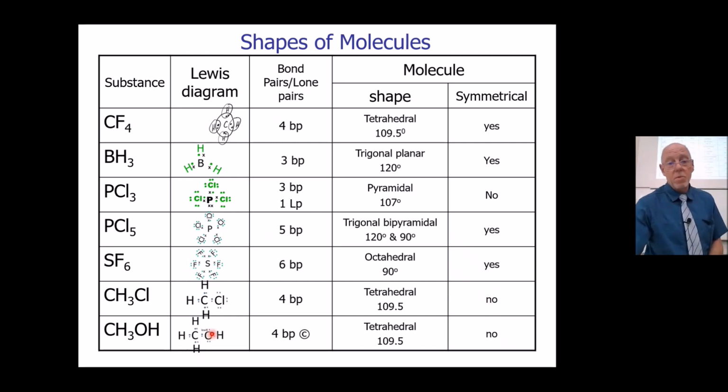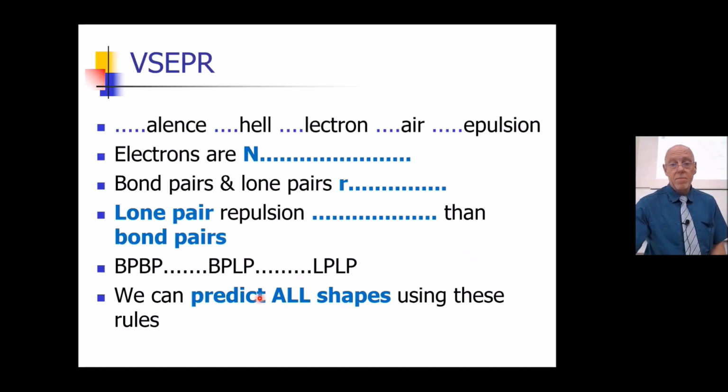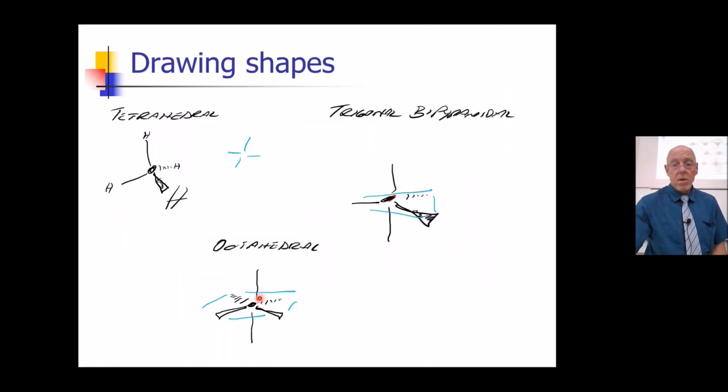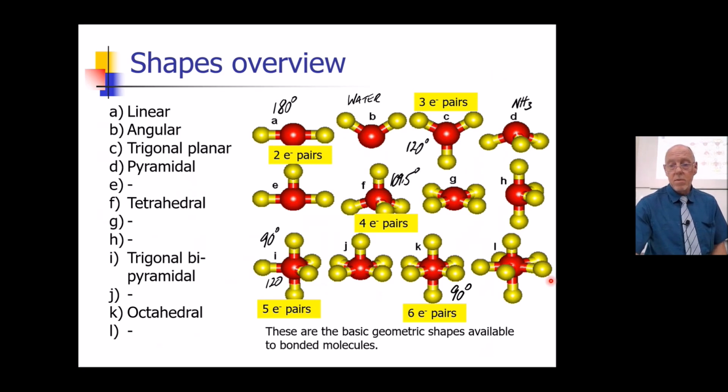Because you remember octahedral was this one. Sorry, this one here. So you got 180 there, but actually we look at the bond between each thing. So all the bonds are actually 90.